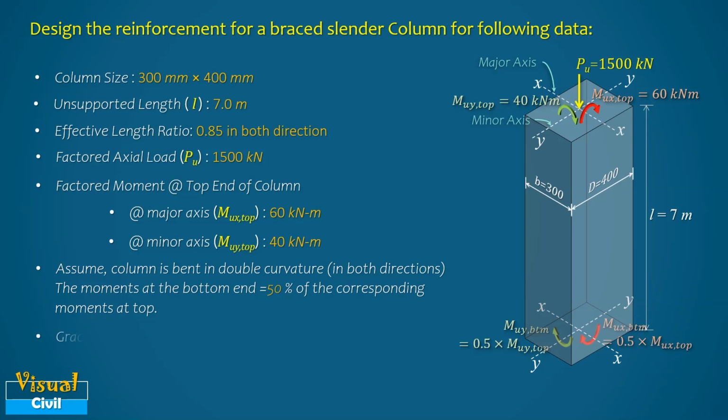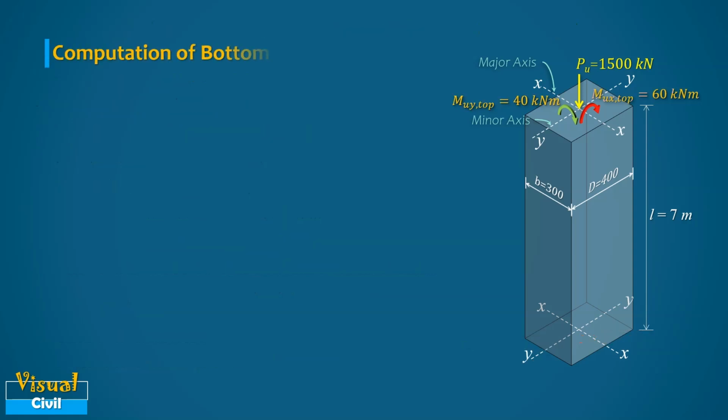The grade of concrete and steel are M30 and Fe415 respectively. The effective cover to the reinforcement is 60 mm. So let us start the solution.